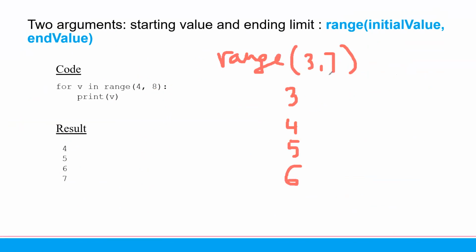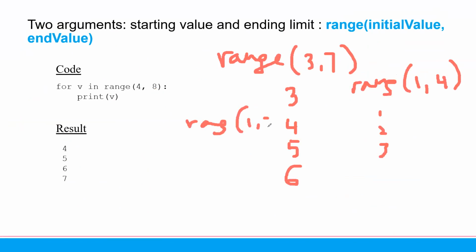Next, if you have range 1, 4, it gives 1 to 3. If you have range 1, 2, then it is only 1.